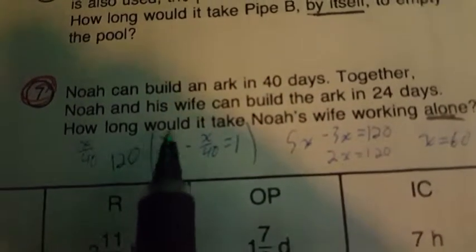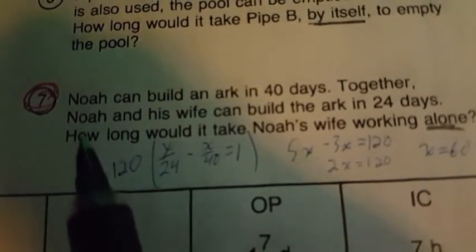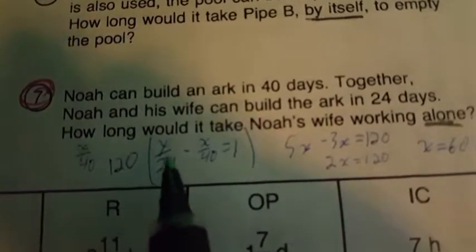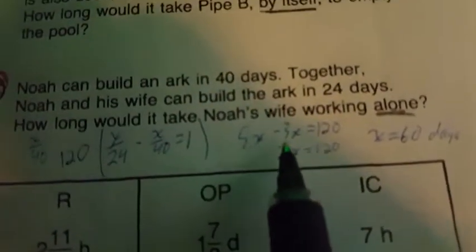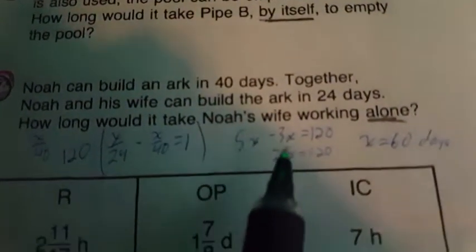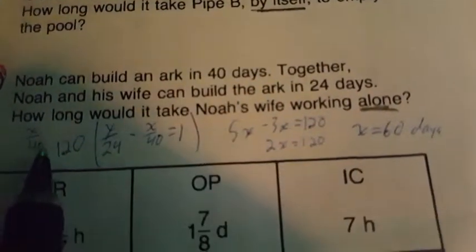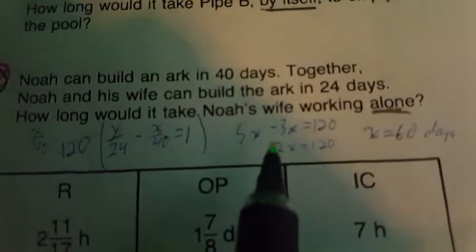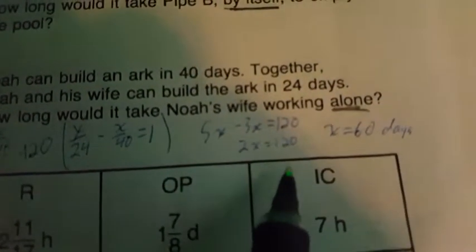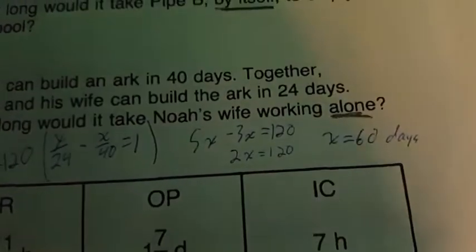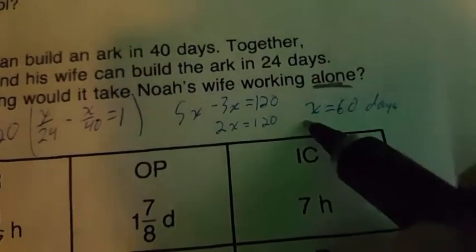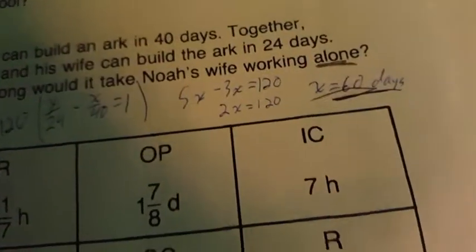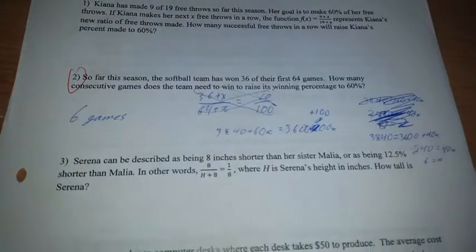So then we do the same thing as we did for problem 5. We multiply them and then reduce them, which gives us 5x minus 3x, like it did on problem 5. So we take that, it equals 120. We take that, combine them, 2x equals 120. Divide 120 by 2, and our x is 60 days. Easy peasy.